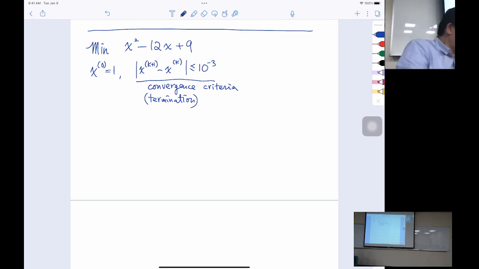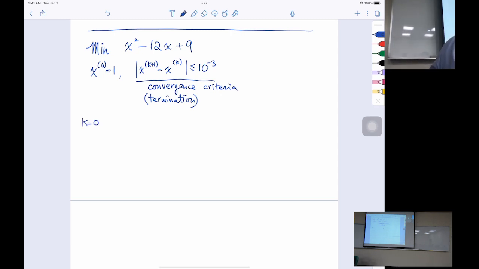Okay, let's do this. So when k equals, at the beginning k equals 0, right? And we know x0 equals 1. For an easier approach, let me derive f prime first. F double prime is 2. Okay, so at the beginning, I need to evaluate those two numbers.